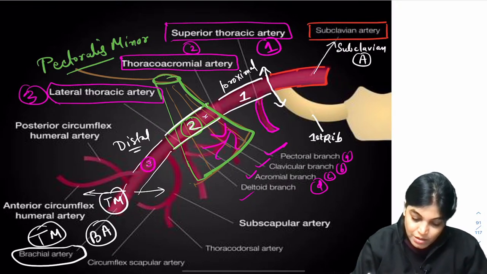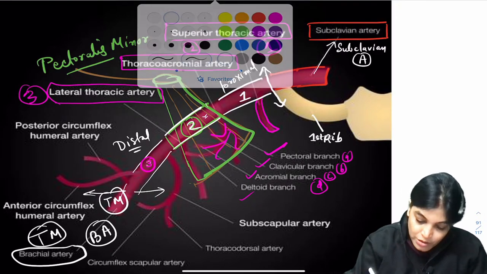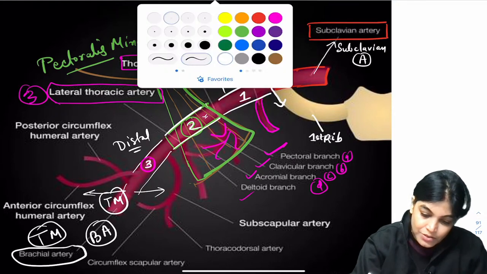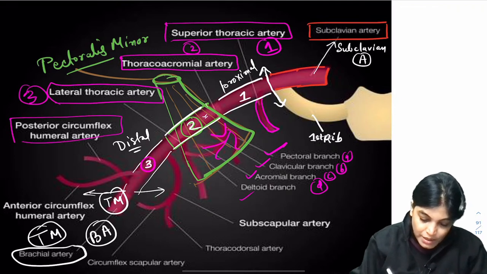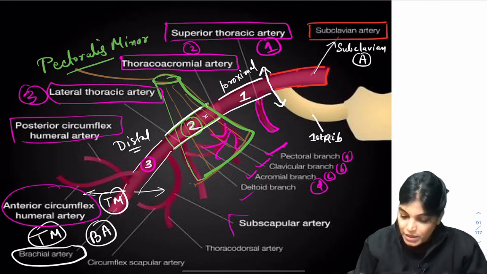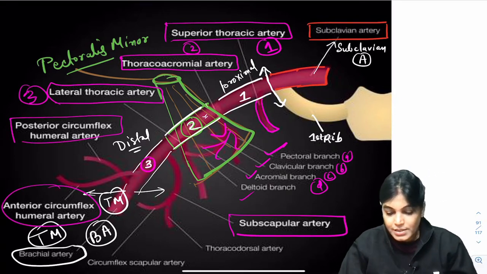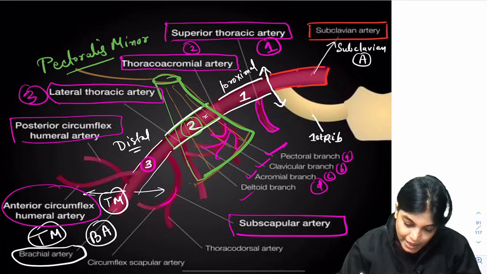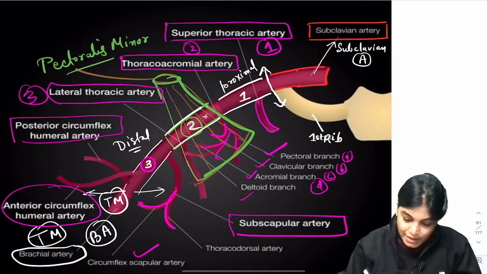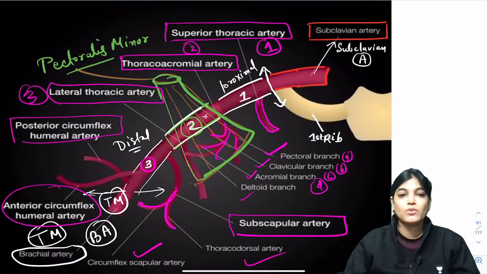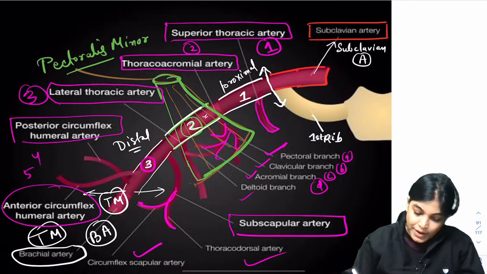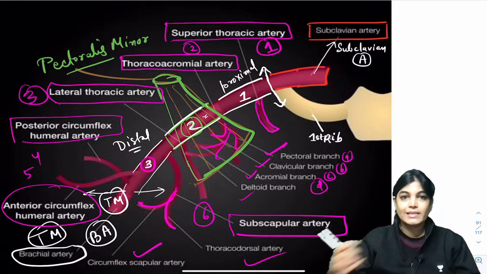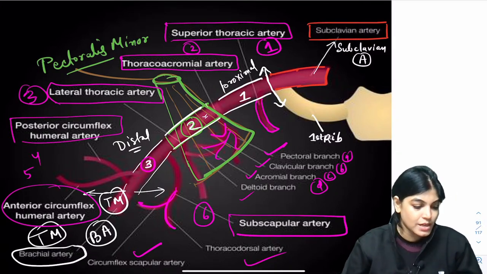and if we talk about the third part of axillary artery, it is giving subsequent branches. The branches are posterior circumflex humeral, anterior circumflex humeral, and the subscapular artery. Subscapular artery divides into two branches. One is circumflex scapular and the other is thoracodorsal artery. So 4, 5, and 6. So how many branches does the axillary artery have in total? Six branches.